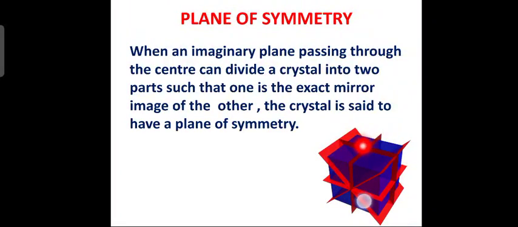Suppose you consider this plane. It divides the crystal into two exact halves, so that this is the mirror image of the other half. So any plane you consider in the crystal, you will get a mirror image of the other half. That is called one plane of symmetry.